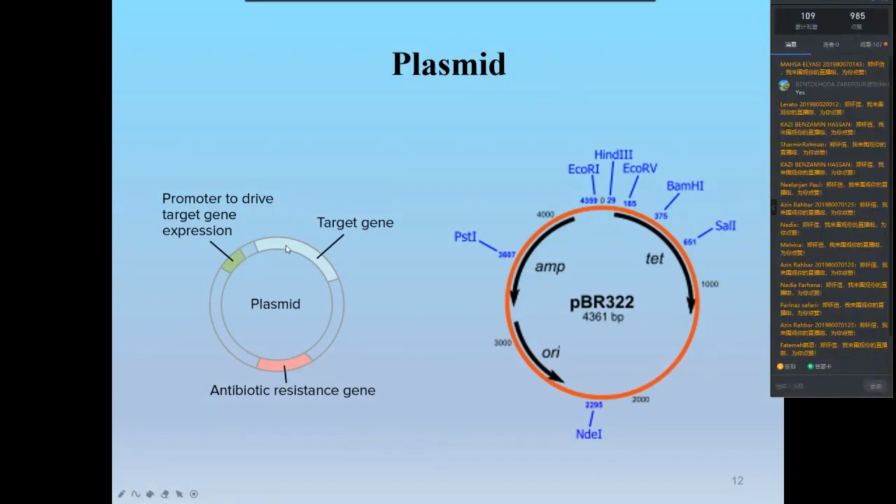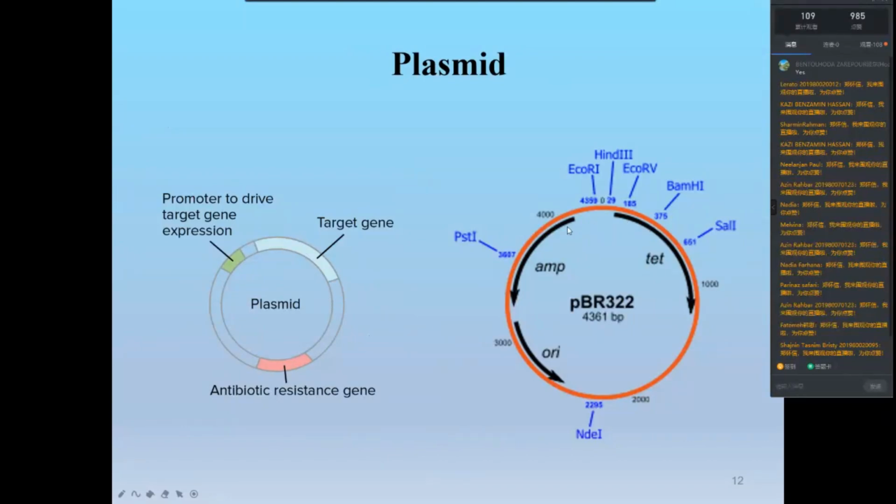Let's have some examples of plasmids. This is just one schematic structure of a plasmid. It's also a circular DNA. And on this plasmid, it has an antibiotic resistance gene, this pink one, and there is some promoter to drive expression of some target gene. And here, this one is a target gene.